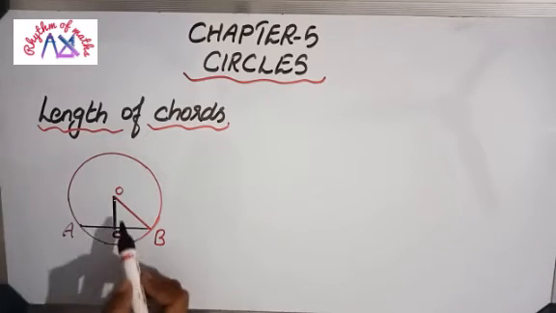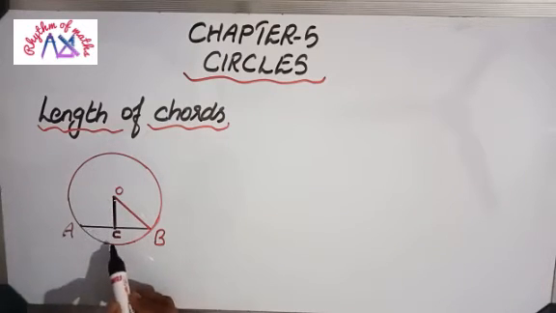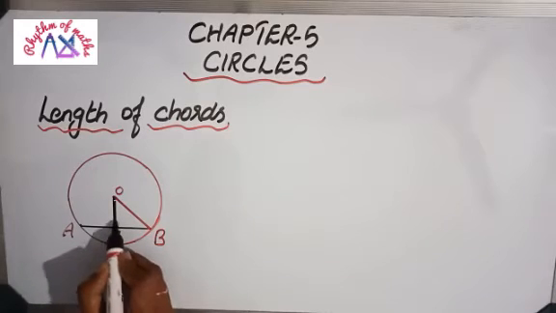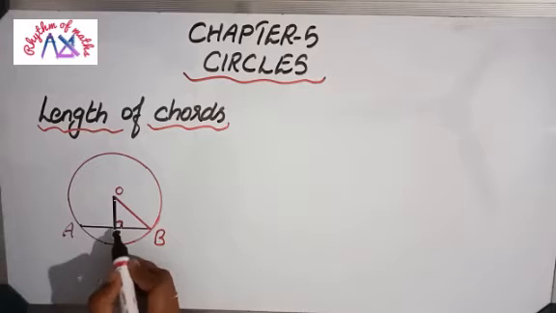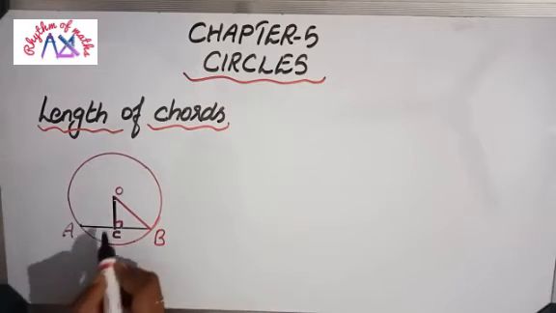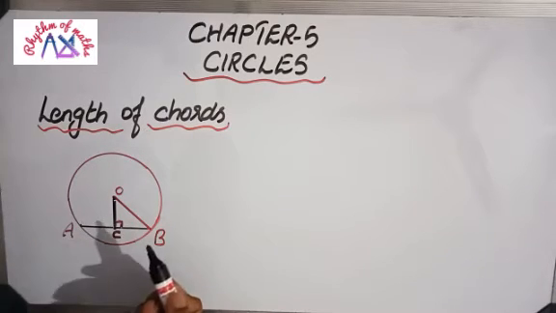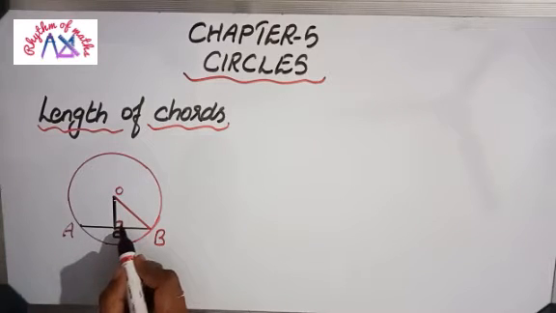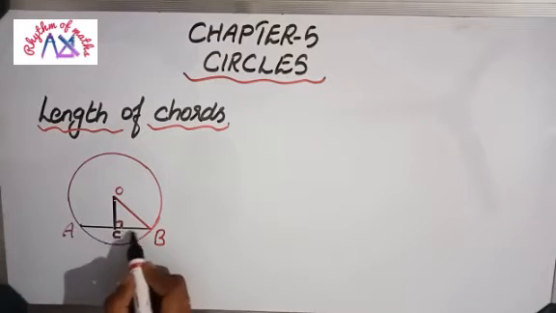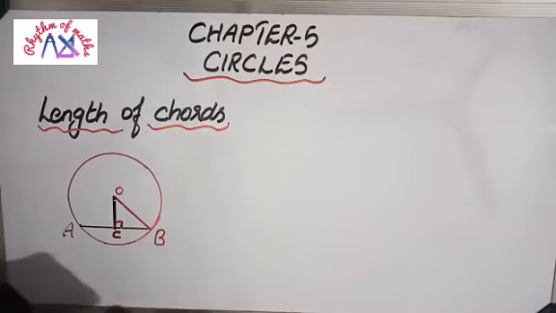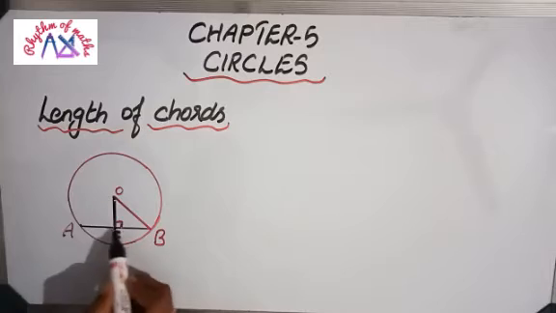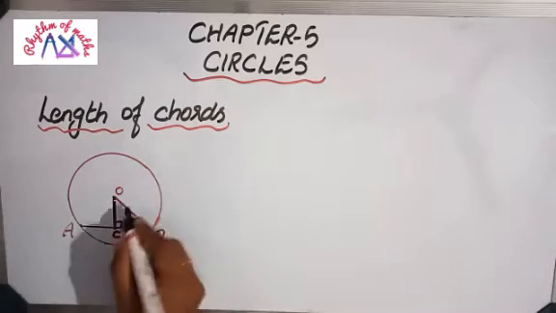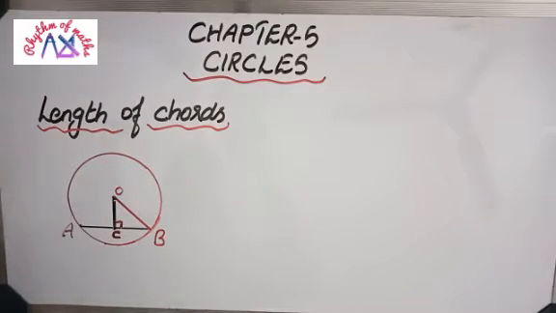Now when you join like this, you will get a right triangle, because the perpendicular distance is always at 90 degrees. C is the midpoint of the line AB. That also we know, we have learned in the previous section. Now here, triangle OCB is a right triangle.